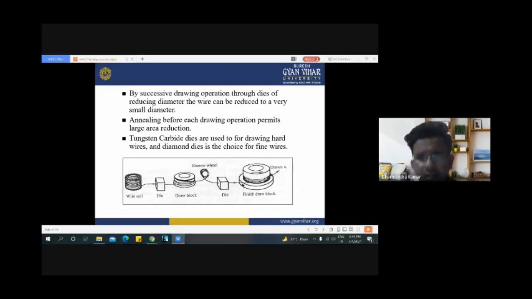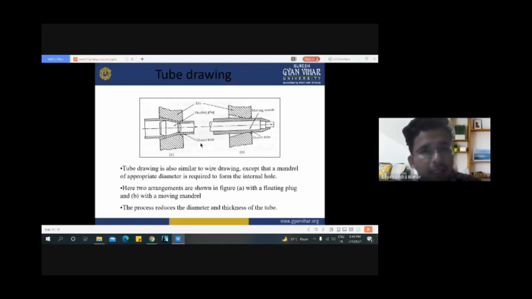We have already discussed that it is very convenient for wires or tubes. Here there are two types of drawing process. One is the wire drawing process, which is suitable for production of wires, and the other is the tube drawing process, which is suitable for production of tubes. Tube drawing is also similar to wire drawing, except that a mandrel of appropriate diameter is required to form the internal hole.